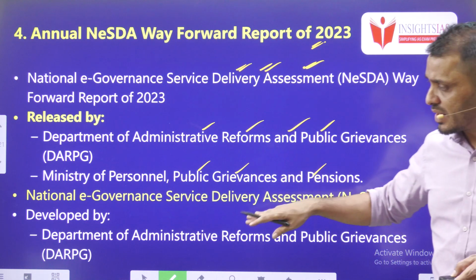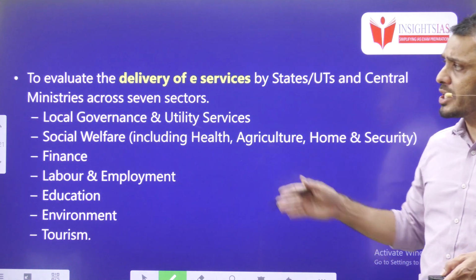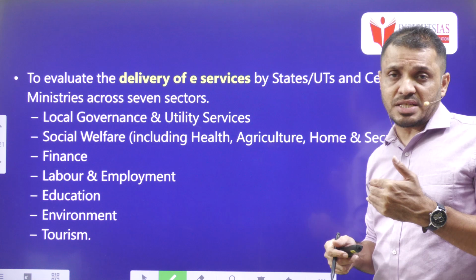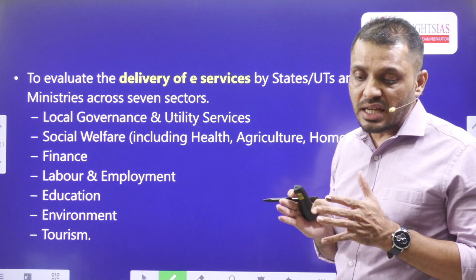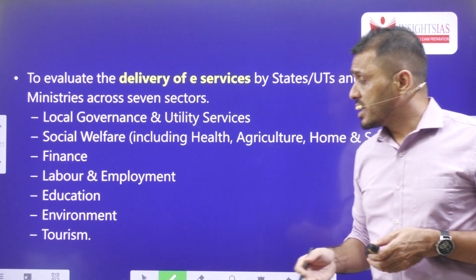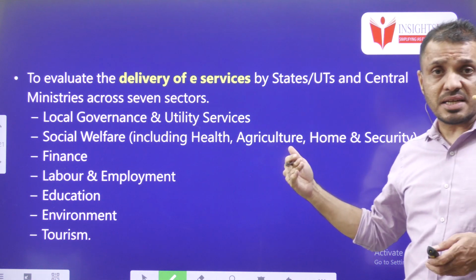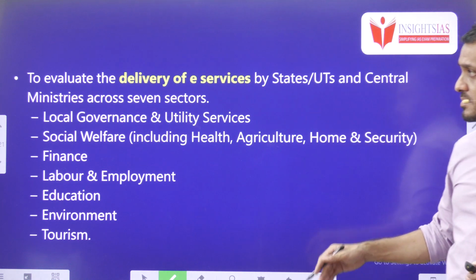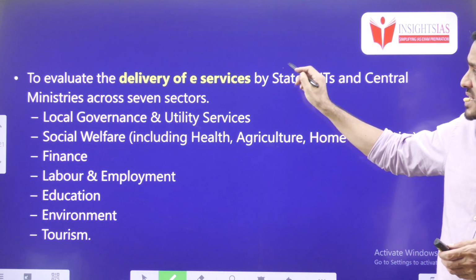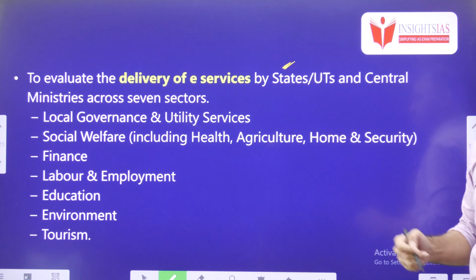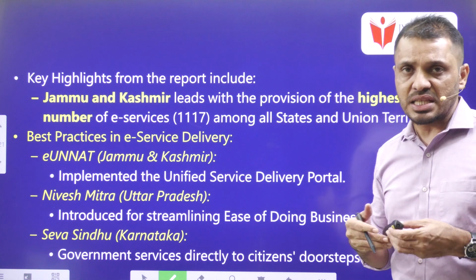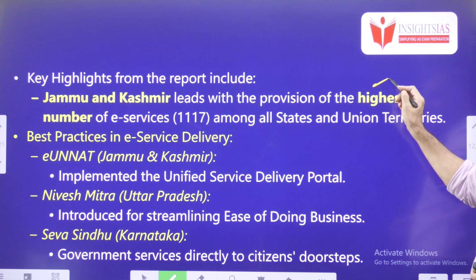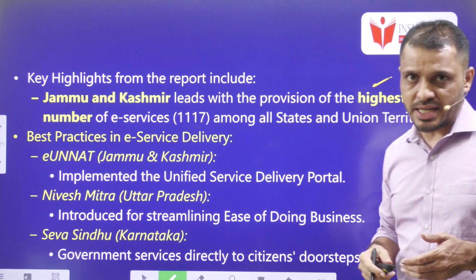So they developed this framework, and according to this framework, they evaluate how the basic services are being delivered by the states. Here they evaluate around basic services in 7 sectors, from local governance to tourism. They evaluate the e-services in all these 7 sectors. Based on this, they assess and give the ranking. Jammu Kashmir is leading with the highest number of e-services among all the states.